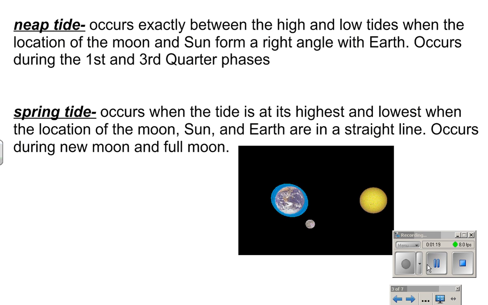Now the neap tide is formed when there is a right angle. So if you pretend like you start at the sun and draw a line to the earth and now go up to where it stops right now, that would form a right angle. But now it forms a straight line across, and that would be the spring tide.